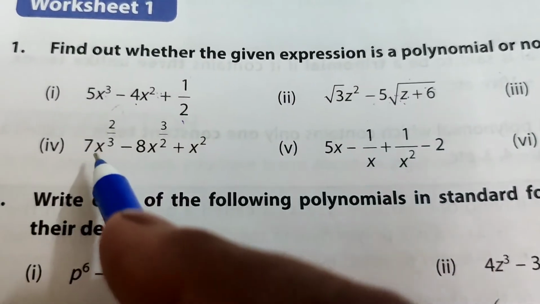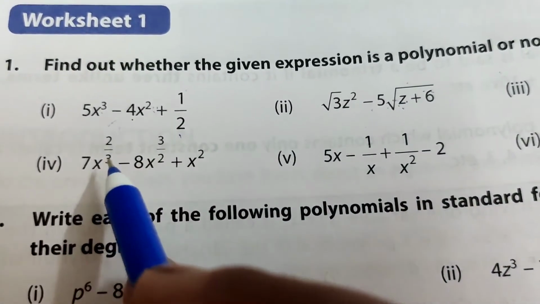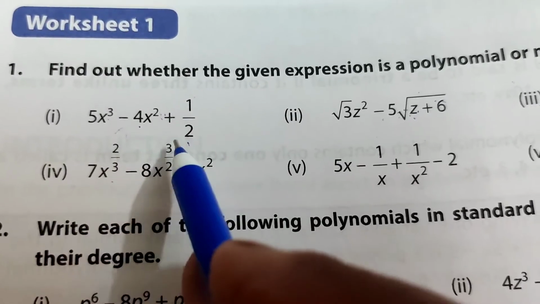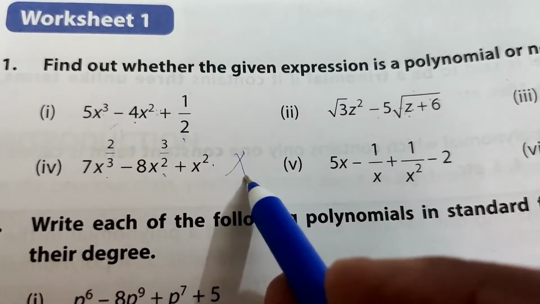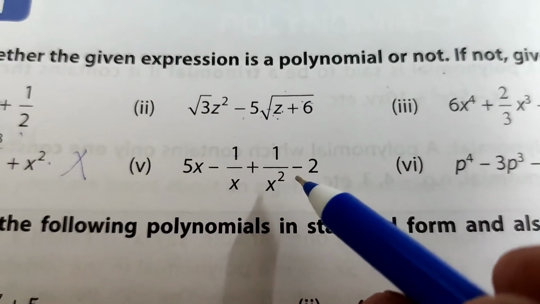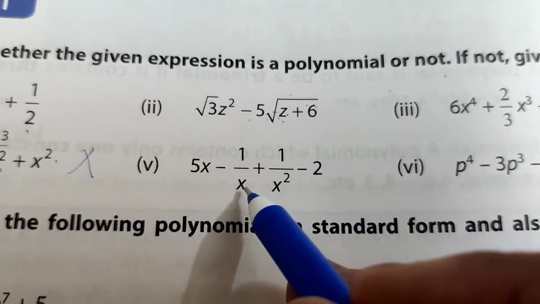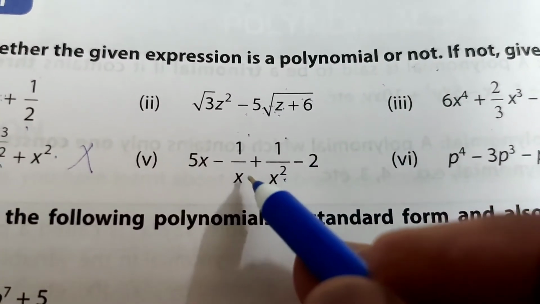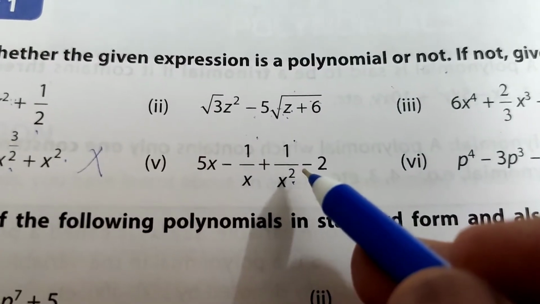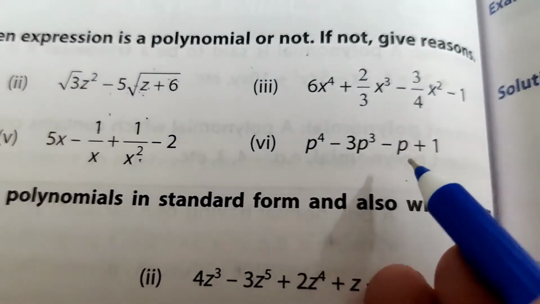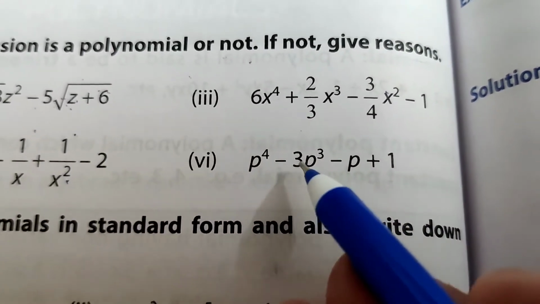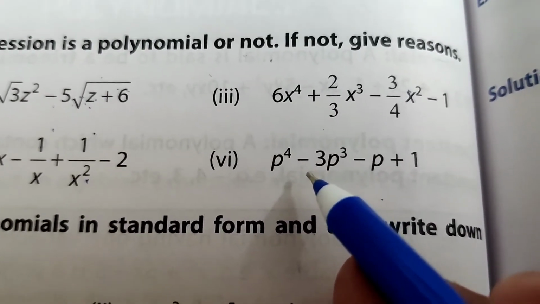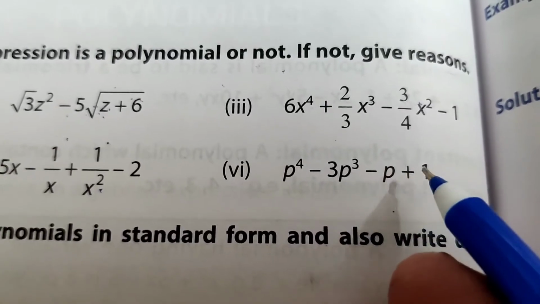And the next one is not a polynomial because the exponents of the variables are not in the form of positive integers. They are rational numbers: 2 by 3, 3 by 2 and so on. This is also not a polynomial because it has x raised to power minus 1, x raised to power minus 2. The exponent of the variable is not in the form of a positive integer. And the last one, p to the 4 minus 3 raised to p cube minus p plus 1, is also a polynomial because all the exponents of the variable are positive.